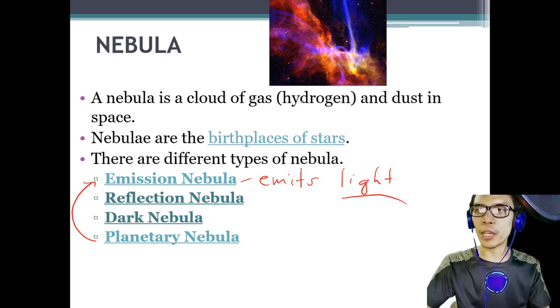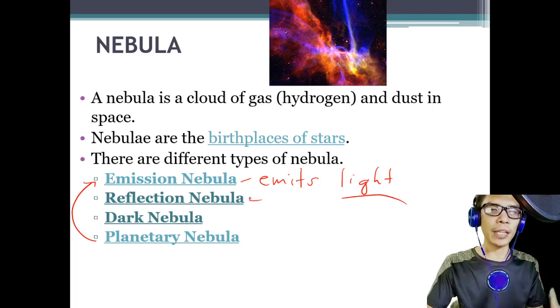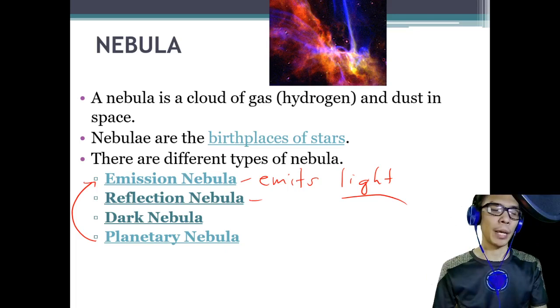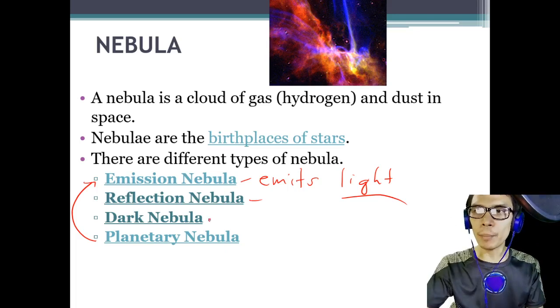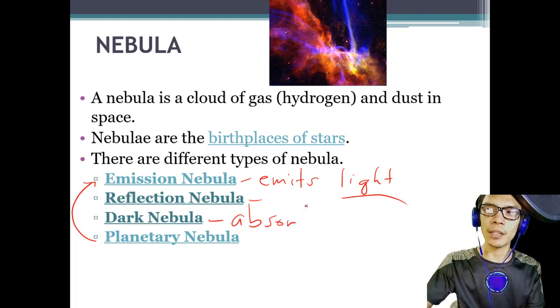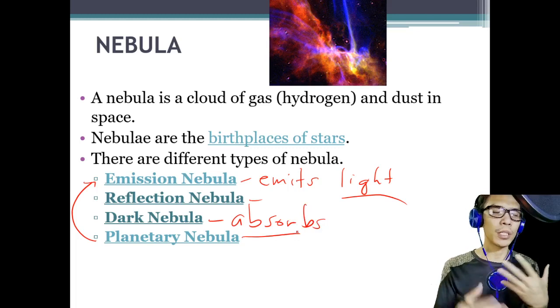Next one, we have the reflection nebula. From the word itself, reflection, it reflects the light from the surrounding stars. Then we have the dark nebula. What it does is absorb all the light from the surrounding stars.